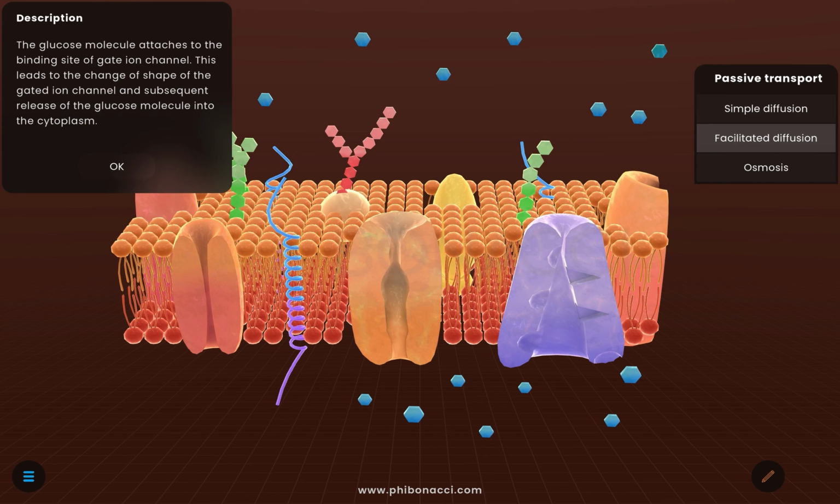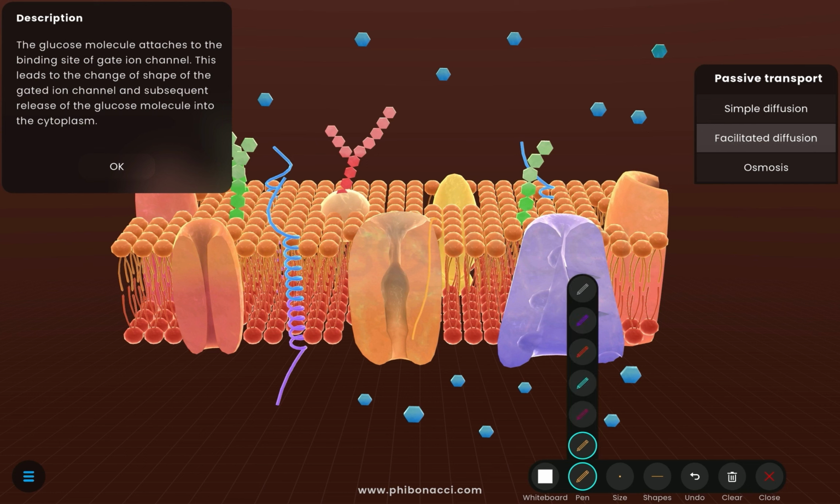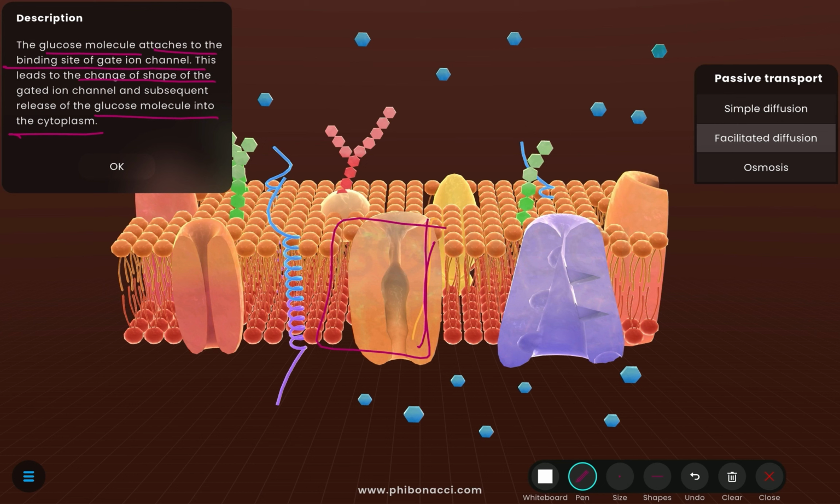Now during this process, one more thing you must have noticed, that this channel protein undergoes a shape change, right? Why that shape change? Because it has to transport that specific molecule. So this glucose molecule attaches to a particular site of this channel protein, and then the attachment leads to the change of shape of that channel protein, and then the glucose molecule is transported inside. So that is something which needs to be kept in mind, that there is some change in shape taking place in the channel proteins while they are transporting the molecules.